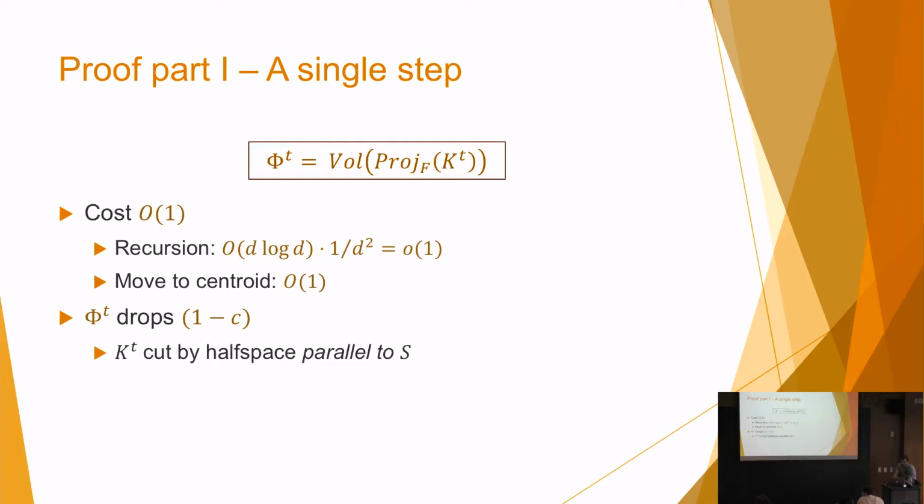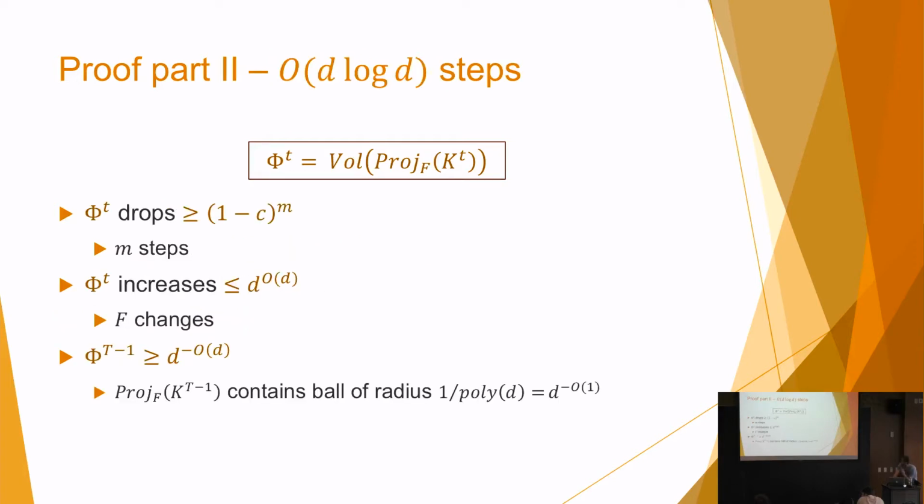All right, so this is what's going on in a single step. And I need to carry over this 1 minus c drop in volume to now trying to figure out how many steps we have. So the main idea is going to be to look at how this potential is changing over time. So every time we take a step, I'm going to let m be the number of steps we're taking, since it's technically different from t, but every time we take a step, we get a shrink in this potential.